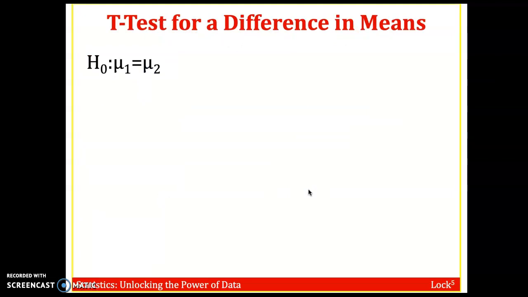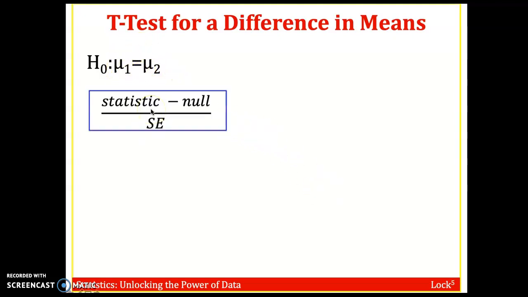All right, let's look at doing a hypothesis test. So t-test for difference of means. We're always in this class going to assume the averages are the same.